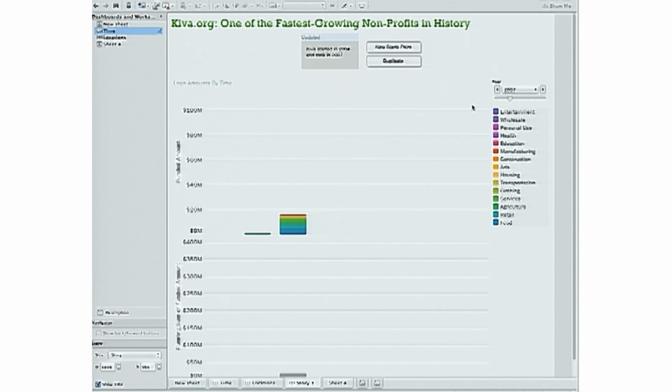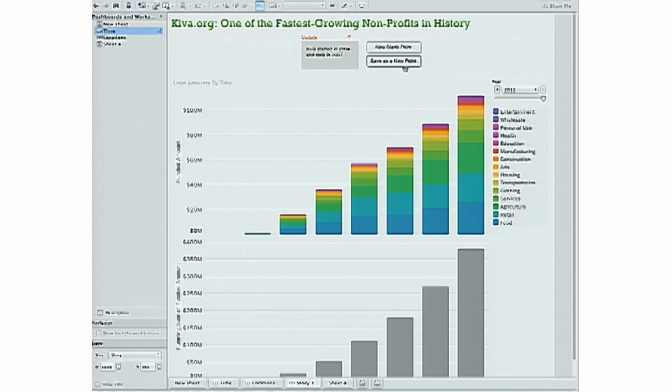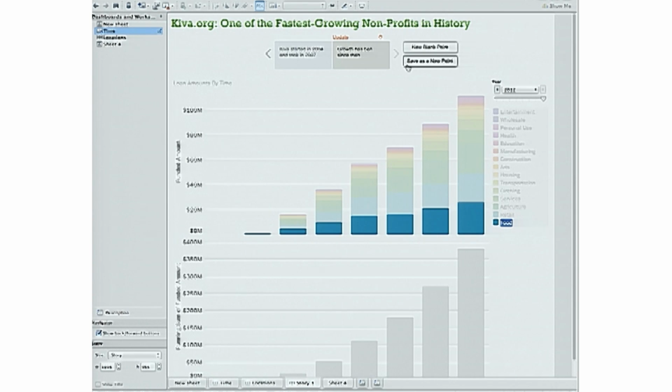So I can update that point. And so see here, I can just keep going forward. I can now make another point. I can wind it up to the present. I can save that as a new point and say, growth has been rapid since then. And I can even do things like, let's say, select food here and save that as a new point. And I can say, food is the largest sector.